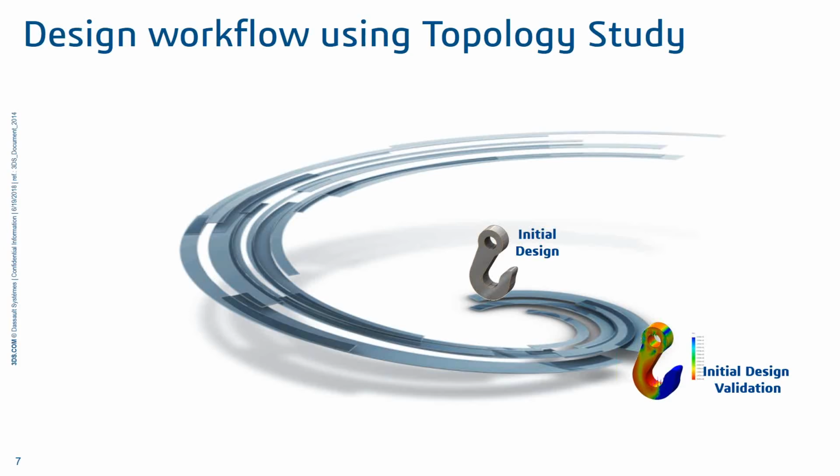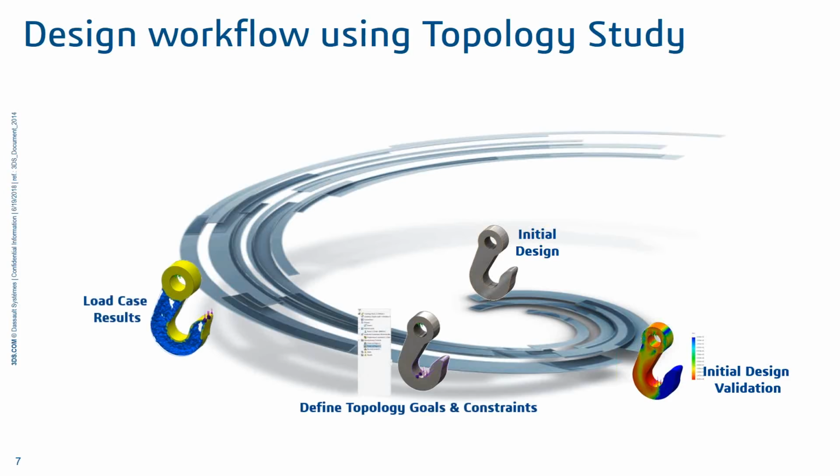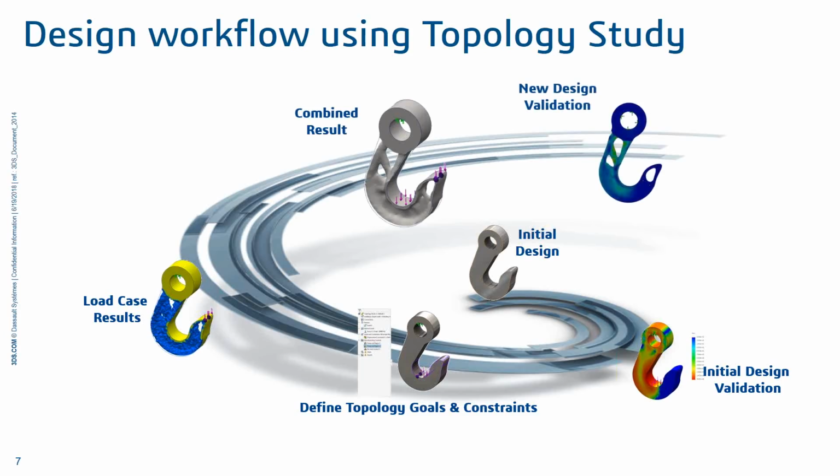You need to ensure that the part that you have to begin with is below the yield strength, is deflecting minimally, it's below the factor of safety. It's way above the factor of safety, to confirm that this part possibly has been over-designed. The next step is, you define your topology goals and constraints, and let the simulation run to give you the best results, showing you areas where you can remove material.